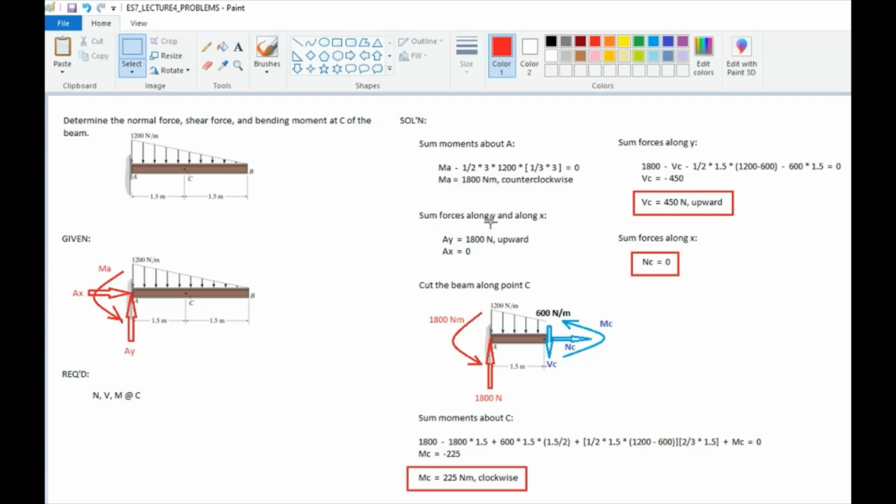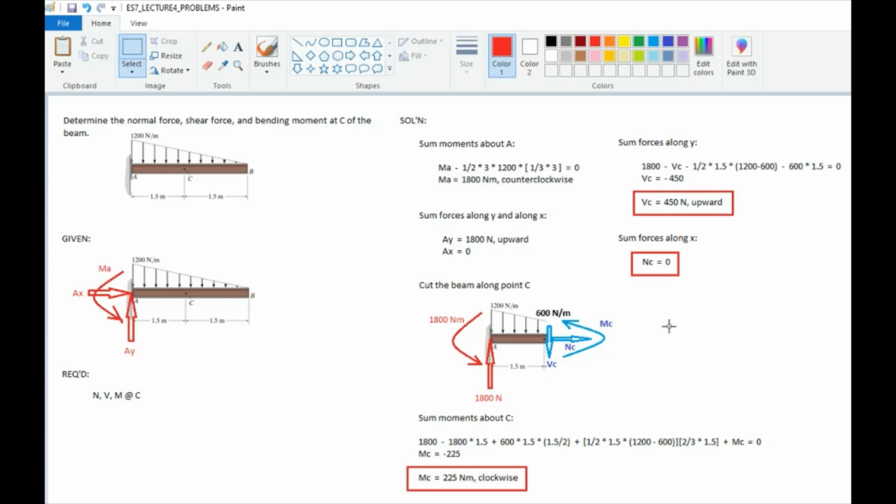Solving for MA, MA is 1,800 Newton meter counterclockwise. Okay. And then, summing forces along X and along Y, you will get AY to be 1,800 newtons upward. And AX is 0 because there is no other force along your X-axis. Next, since we now have values for these three, we can proceed to cutting the beam at point C. When you cut it, you will be exposing the internal forces, which are shear at C, normal force at C, and the moment at C.